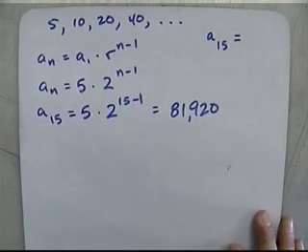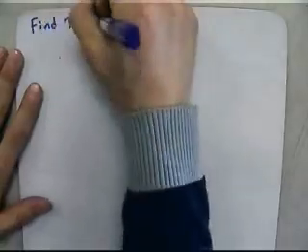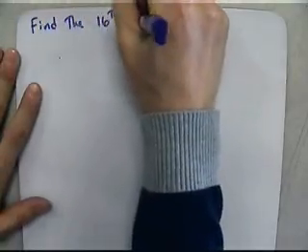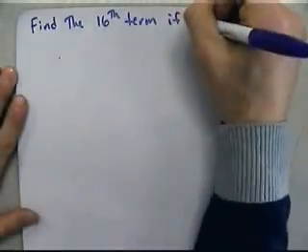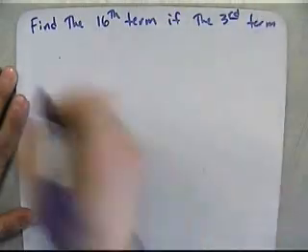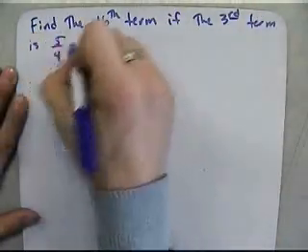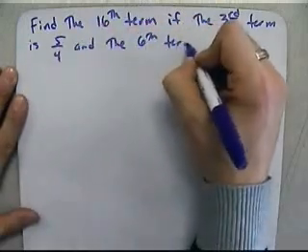Okay. Let's make it a little harder. You guys ready to go a little harder? Pre-calculus, we can go a little harder. Okay, how about find the 16th term, if the third term is 5/4, and the sixth term is 5/32.